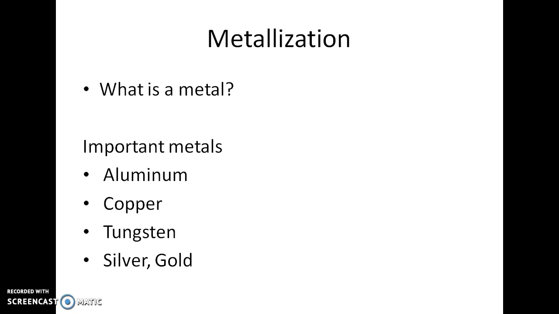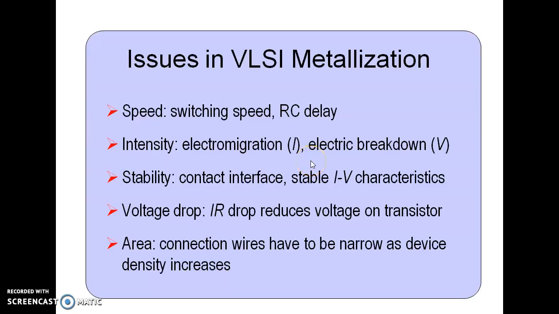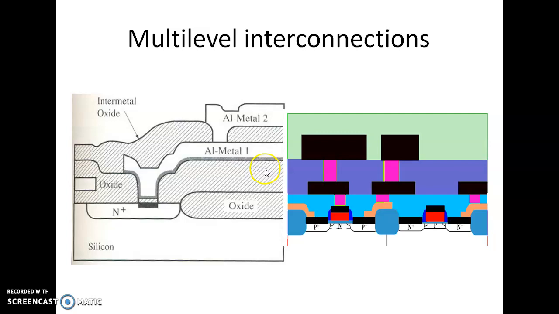Aluminium is the most commonly used metal. So, important metals: aluminium is the most process friendly metal and has low resistivity. The other metals are like copper, tungsten, silver, gold, but we have certain issues to be considered with the usage of aluminium. Aluminium has some shortcomings like electromigration and insufficient temperature resistance. Those should be taken care of when we use aluminium.